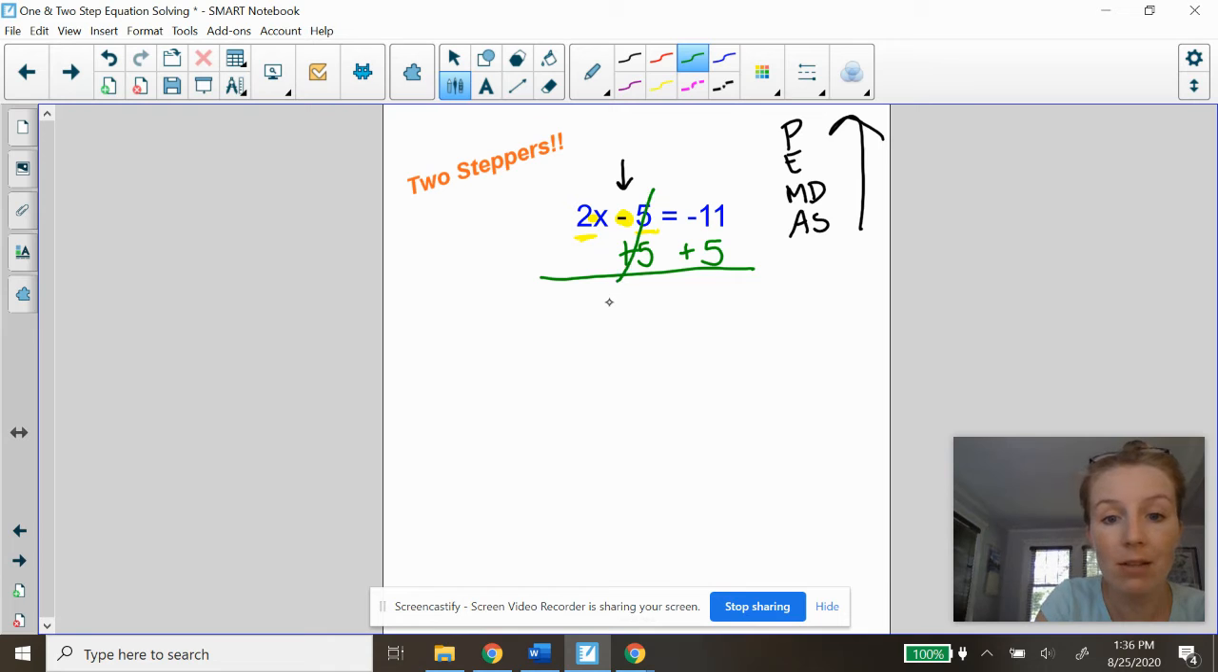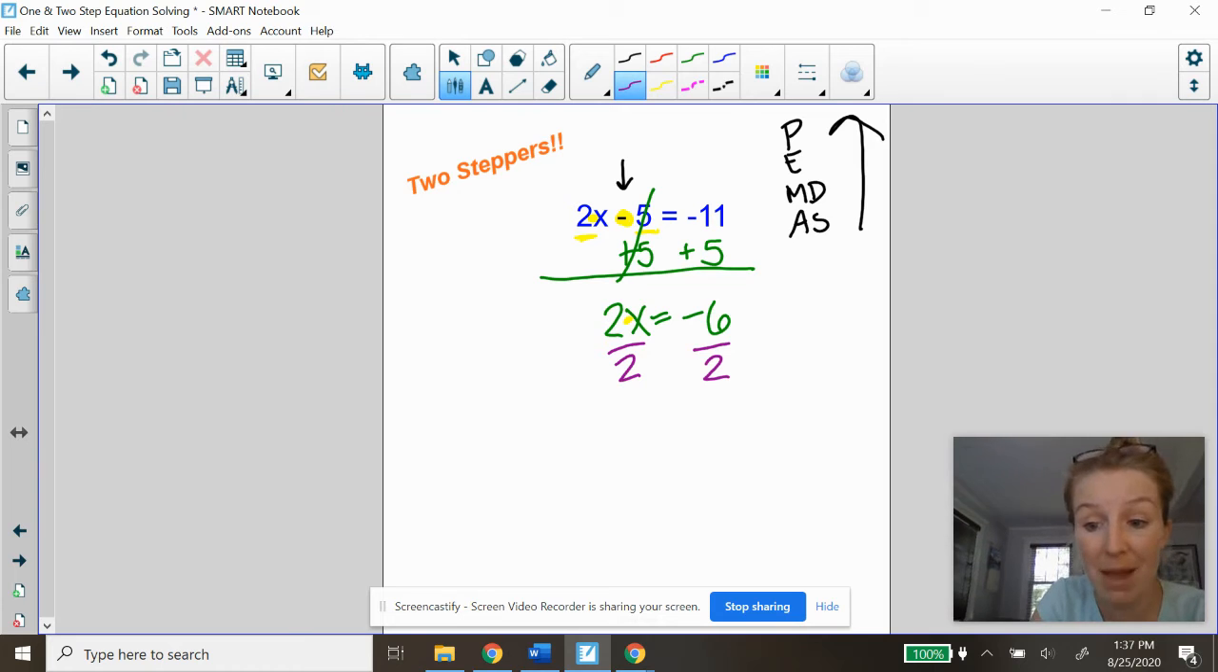This will cancel out on the left, so I'll be left with just 2x. And then negative 11 plus 5 will be negative 6. Now I just have one operation to deal with, and that's this multiplication. I know that division undoes multiplication, so I'm going to divide by 2 on both sides, again keeping that balance and thinking about my golden rule. So my solution here is x equals negative 3.